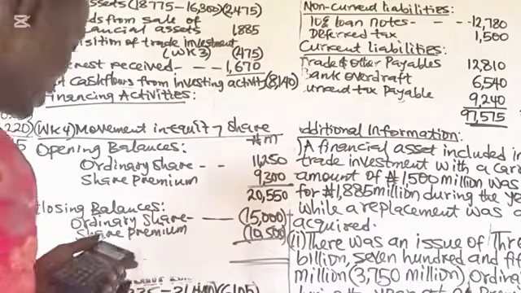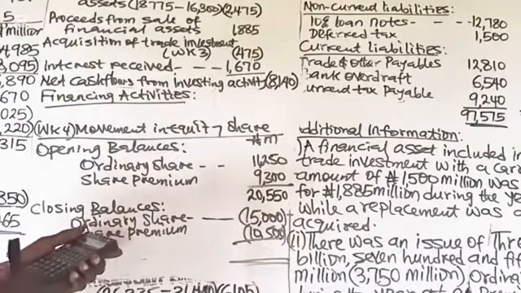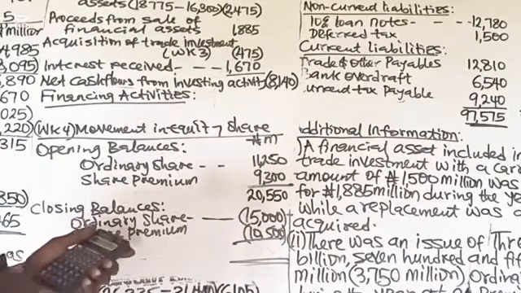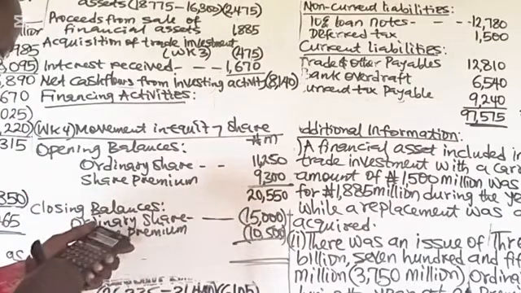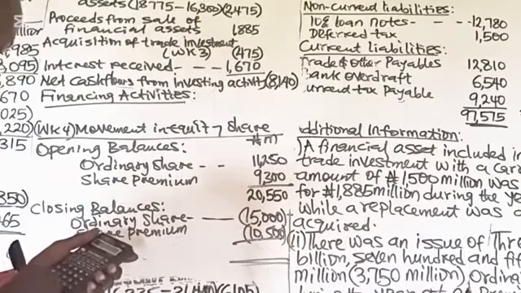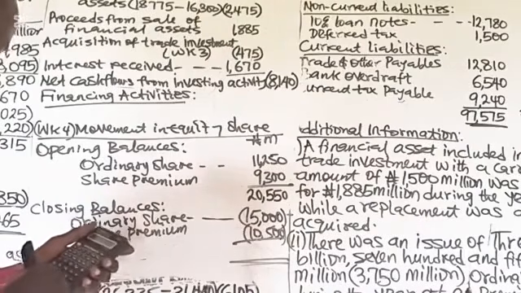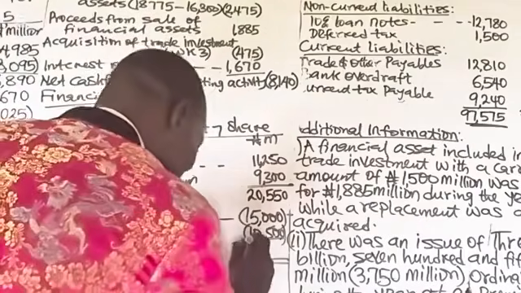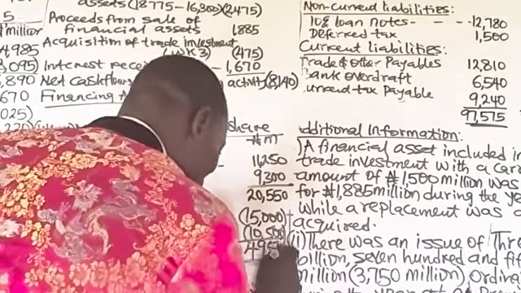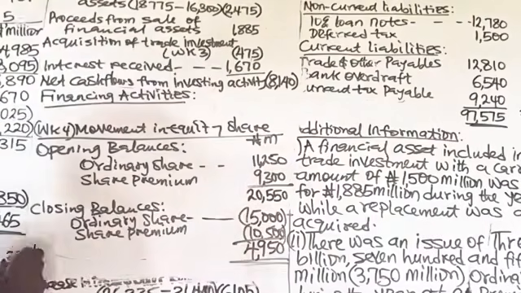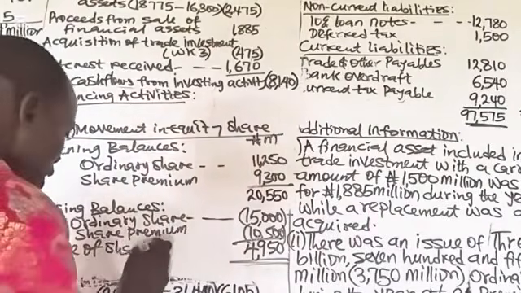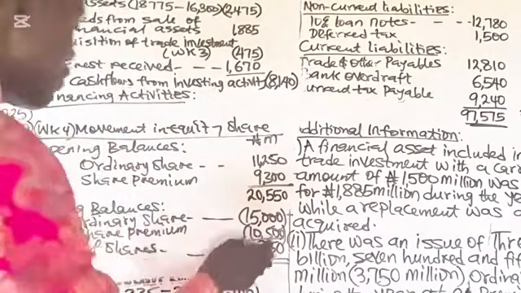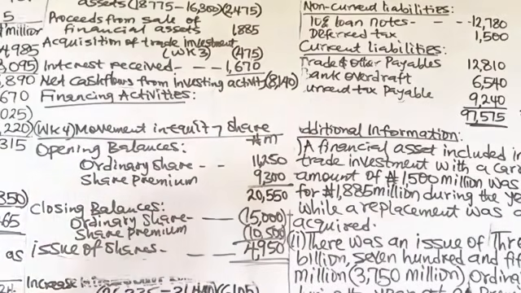is greater than this. That means there was an issue of shares during the period. 25,500 minus 20,550. That is 4,950. That is the issue of shares. More shares were issued. That is why you have an increase in share capital during the period.